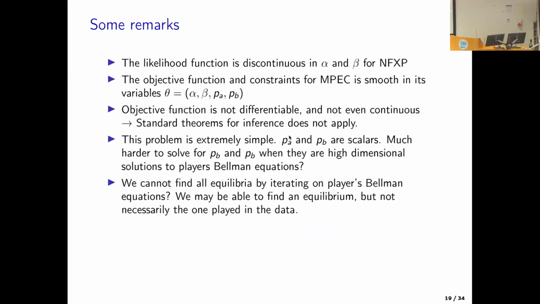So first, some remarks here. The likelihood function is discontinuous in alpha and beta for the nested fixed point algorithm, because you're maxing out over all these equilibria, taking this upper envelope over the different equilibrium selections. The objective function and constraints for MPEC are smooth in its variables. It doesn't actually make the likelihood function in alpha and beta smooth. It's the same likelihood function. We're implementing the same problem.